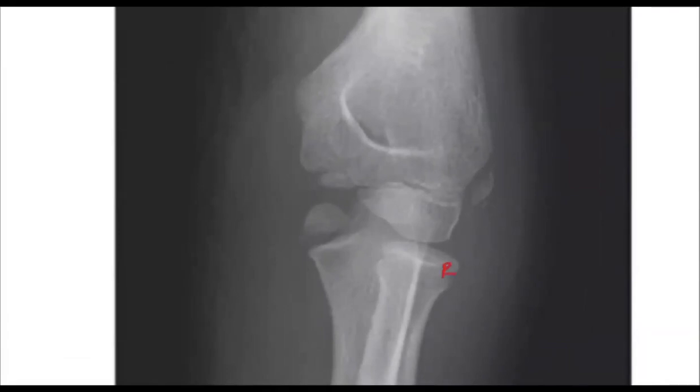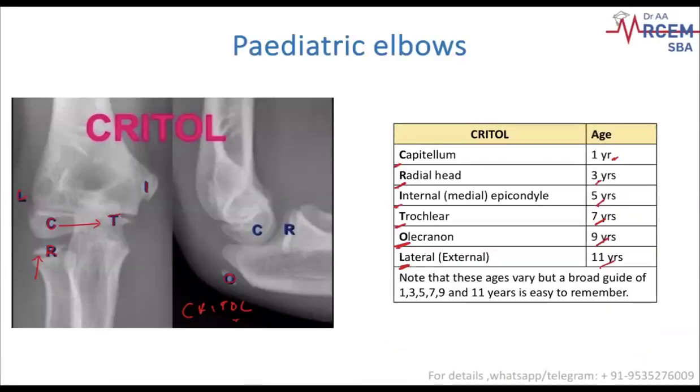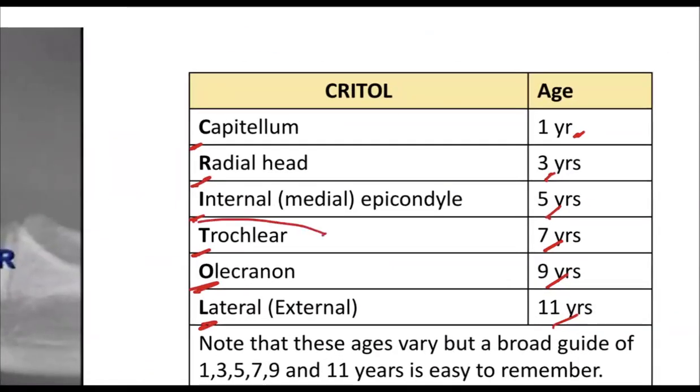We know this is a radial head. Right above the radial head, what do we have? Capitulum. Right above the capitulum, what do you have? Lateral epicondyle. Just adjacent to the capitulum, what will we be having? Trochlea. Above the trochlea is supposed to be the medial epicondyle. So if trochlea is present, medial epicondyle should be there. Because if we go through the mnemonic CRITOL, if trochlea is present, medial epicondyle should be present.